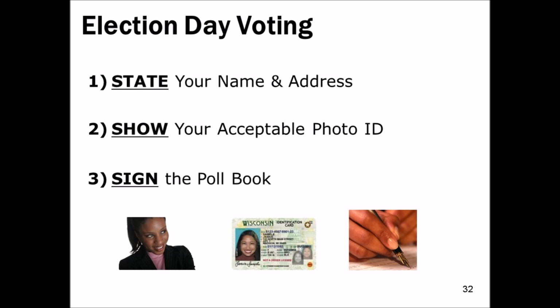Then you'll be asked to sign the poll book next to your name and address. You should sign the poll book using your typical signature, whether that is your full printed name or an X. If you're unable to sign the poll book due to a disability, let the poll worker know and you will be exempt from the signing requirement. Then you will receive your ballot. You will then take your ballot into a private booth or use the accessible voting equipment to make your selections.